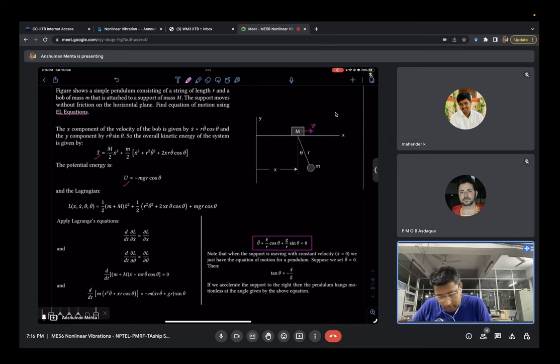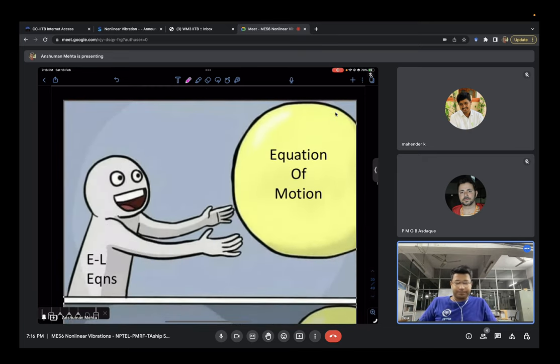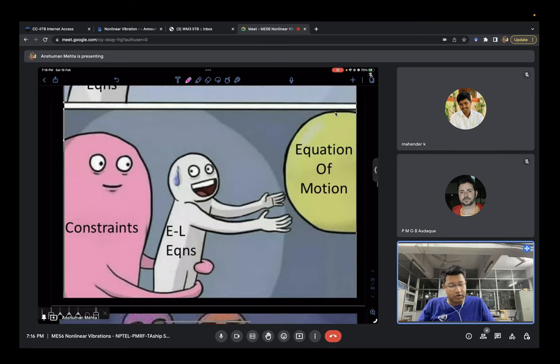Okay, so this is all about application of Lagrangian equation. Now we can assume that we can find equation of motion using Euler Lagrangian equation. But that is incorrect, because if we have some constraint in the equation, then with the Euler Lagrange equation we cannot actually find equation of motion.